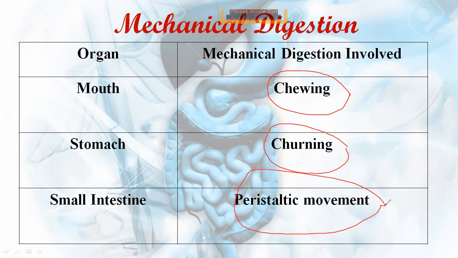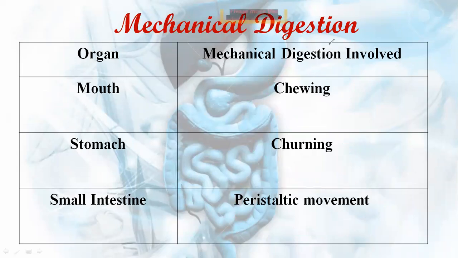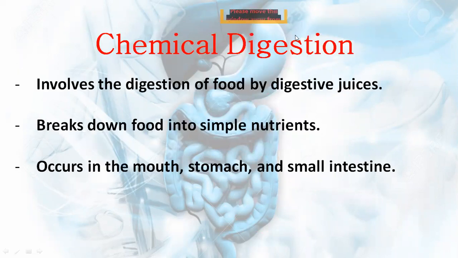In the mouth, we have chewing. In the stomach, we have churning. And in the small intestine, what do we have? Peristaltic movement. You have to know this. Chemical digestion. What is the chemical digestion? It digests the food by the help of digestive juices. As we said before, digestive juices, they contain what? They contain enzymes. So these enzymes are very important for the process of digestion.